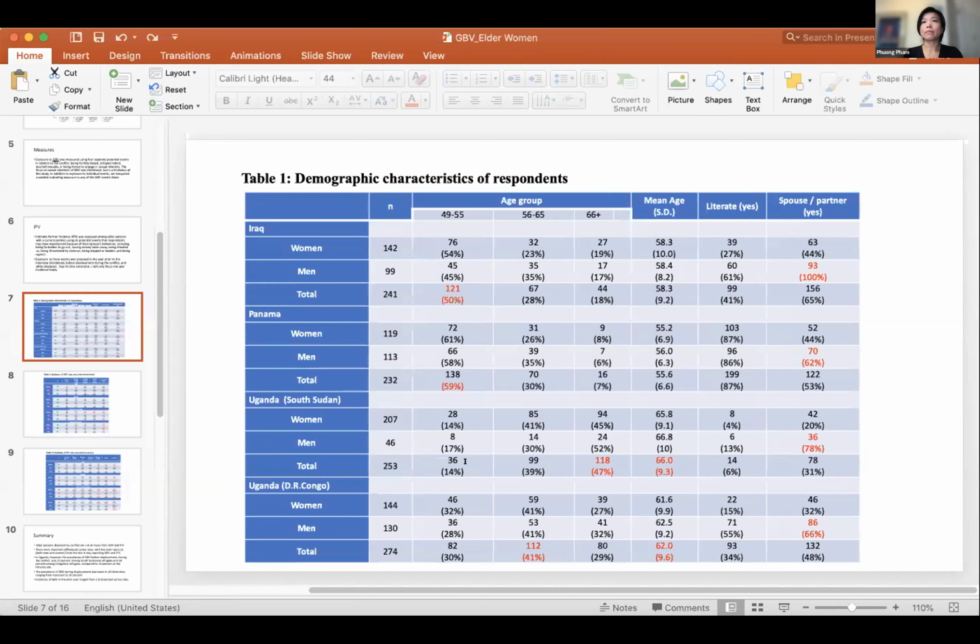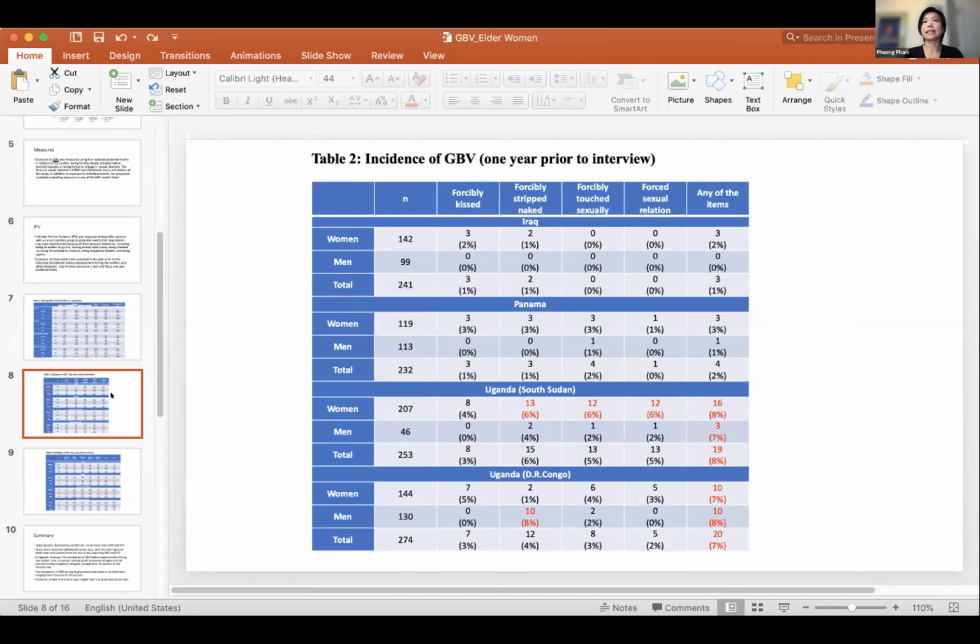You'll see that the same situation is happening in Panama, where we do have the younger age group. However, in Uganda, in both of the contexts, for the South Sudanese refugees in Uganda, we had more in the 66 and plus, and for the DRC refugee populations in Uganda, you'll see that almost half are in the 56 to 65 range. So we do have some variations due to age group in the 4 contexts. And this is going to be important when we look at the data.